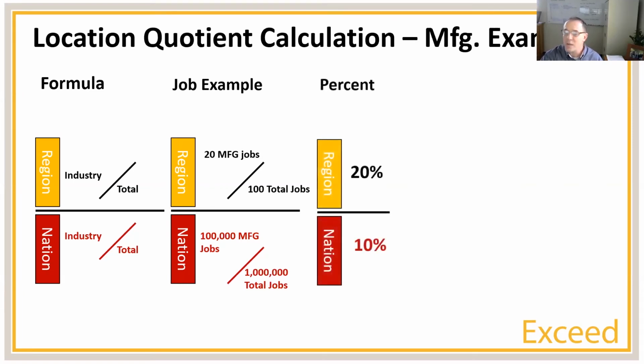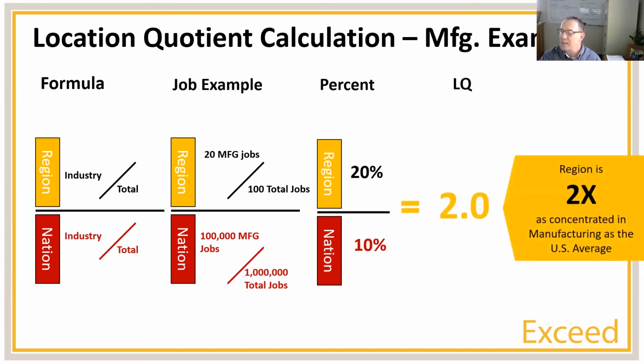So in the region, 20% of the jobs are in manufacturing. In the nation, 10% of the jobs are in manufacturing. So simply dividing that 20 by 10 gets you 2, a location quotient of 2. And that means that region is 2 times as concentrated in manufacturing employment as the US average. So that's just a quick thing on the map.